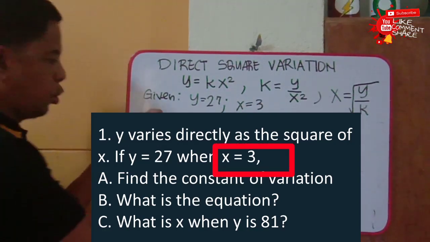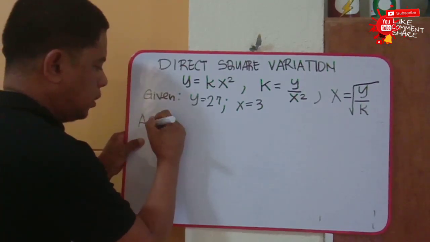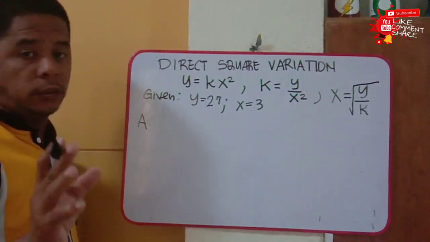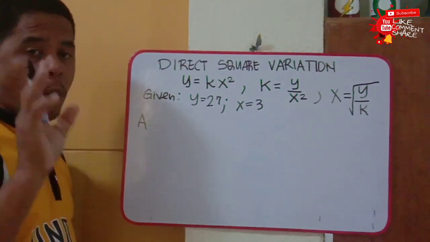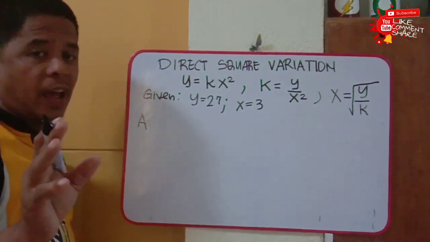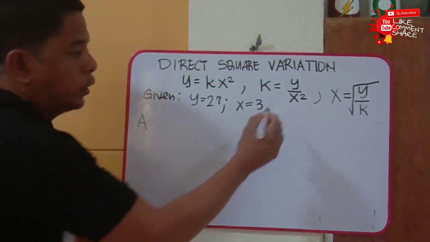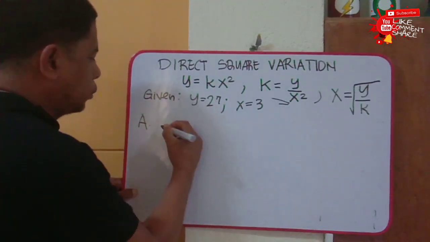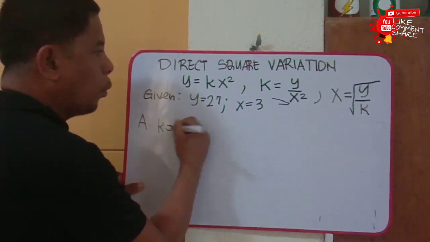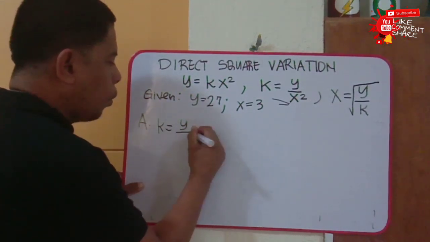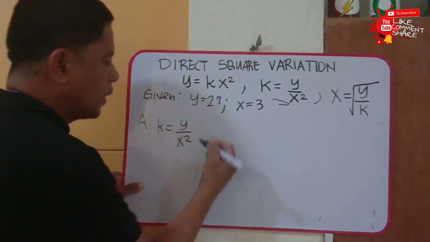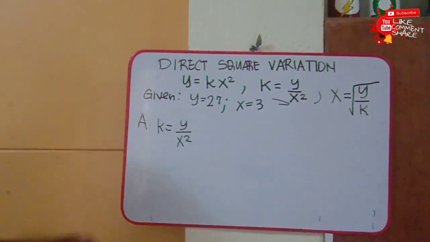Ang first question, what is the constant of variation? Or what is the constant of the direct square variation? So, ito po yung gagamitin natin. So, k equals y over x squared. So, substitute lang po natin.